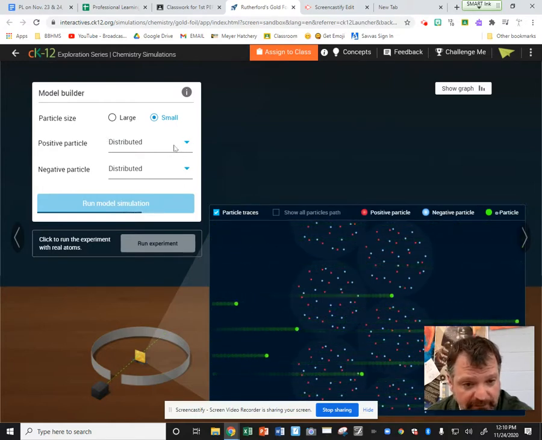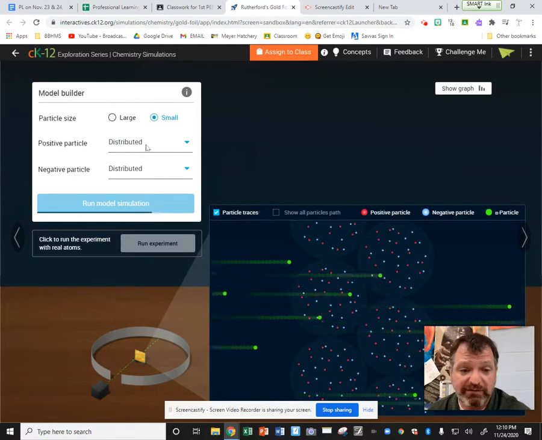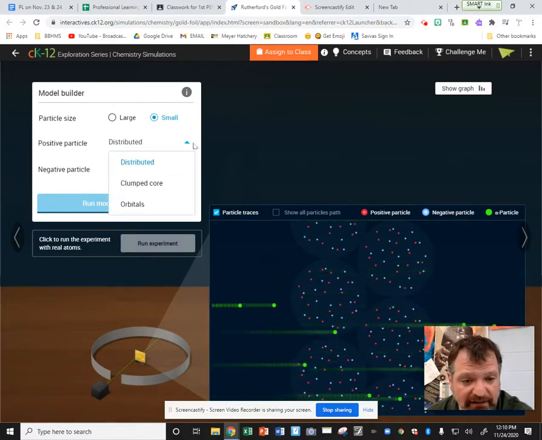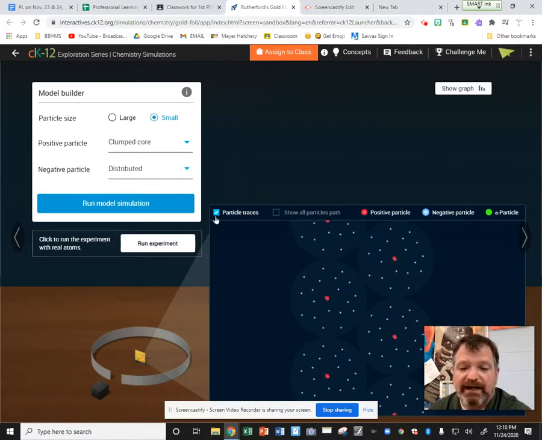Okay, let's maybe keep it small. Let's make the positive, let's go to clumped core. So now we've changed the model. Now we have the positive protons in a very dense center, all clumped in there together, and the negatives are spread evenly throughout. And again, what we're looking for is most of the particles are going to go through, but some of them are going to bounce back or even ricochet to the side. Let's see what happens.